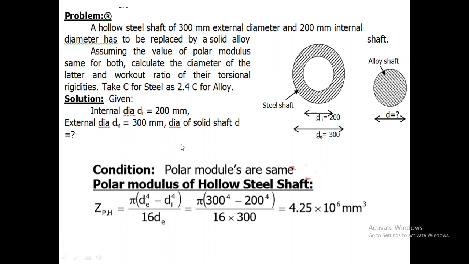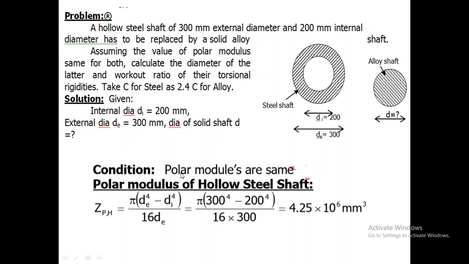The main equation is the torsion equation only, one equation you have to remember, and depending on the problem you have to readjust the equation and get the unknown value. Here you can see in the diagram, this is the hollow steel shaft and this is made of some alloy. This is a solid shaft with diameter D. We have to find the diameter of this solid shaft, as well as the ratio of the torsional rigidities of both the shafts.